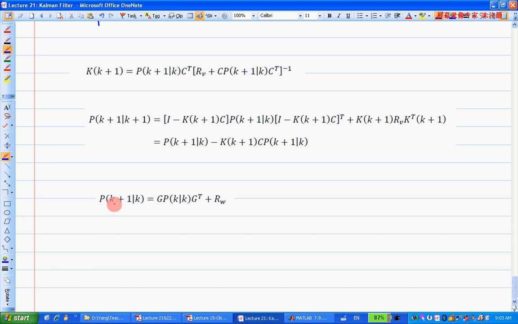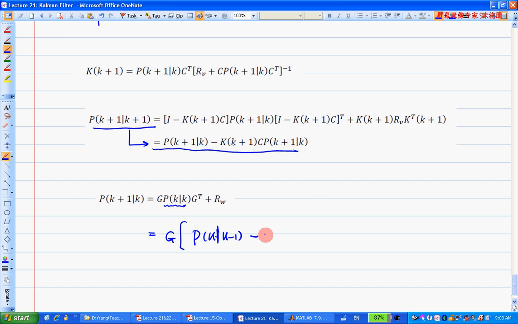Starting from here. So P of k plus 1|k equals this plus RW, right? And what is the P of k|k? That's going to come from here, okay? This is P of k plus 1|k plus 1. So if I'm looking for P of k|k, what's it going to be? This is P k|k. This is going to be k minus 1 here, right? And this is going to be k, and k minus 1 there, right? So this is going to be G P of k minus 1 minus capital K, small k, say capital P k minus 1, plus RW.